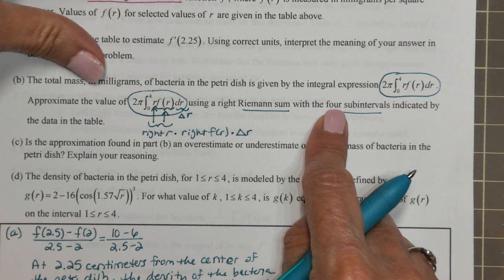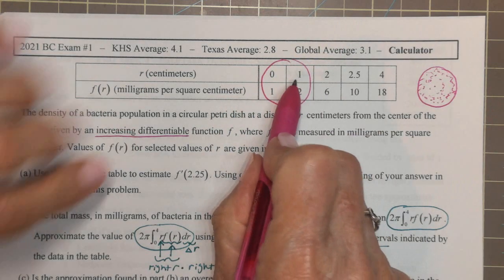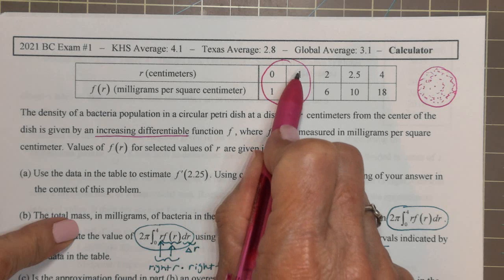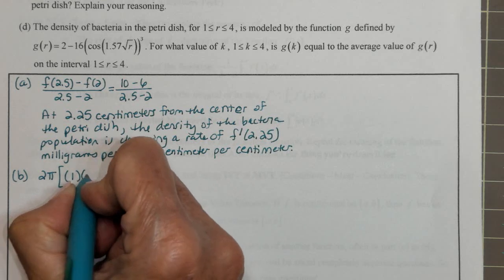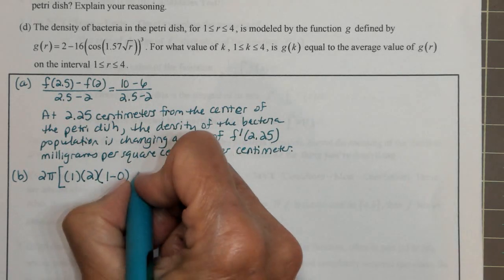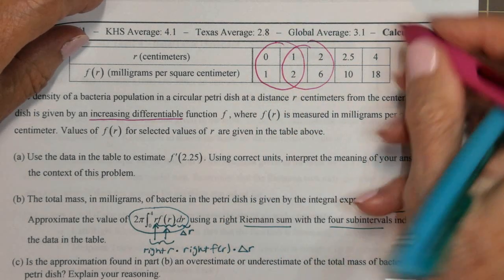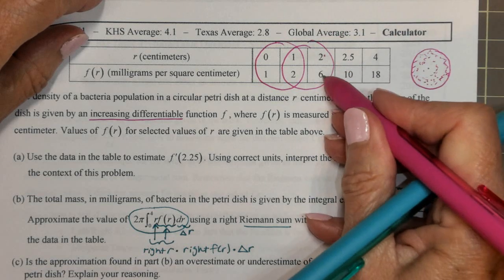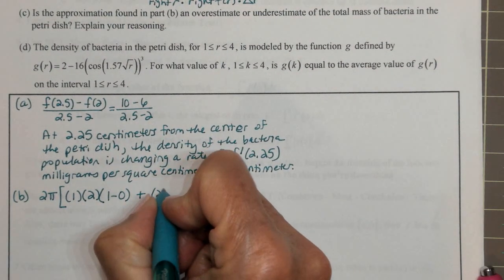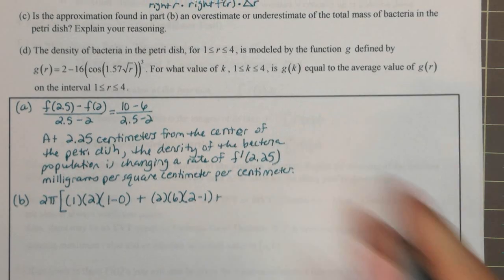for that integral. So, for the first pair, write r, write f of r times delta r. So write r times f of r times delta r, plus next pair. Write r, write f of r times change of r. 2 times 6 times 2 minus 1, change of r, plus next pair.